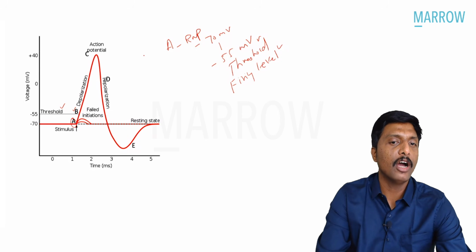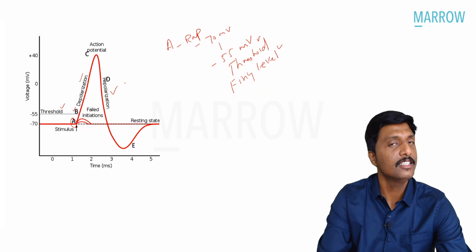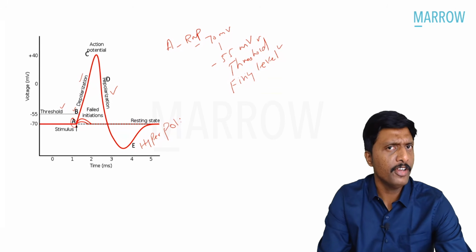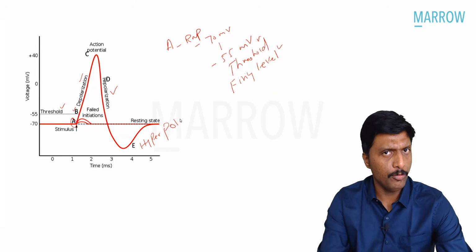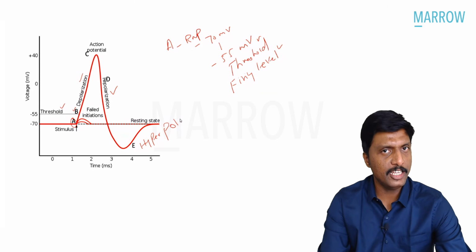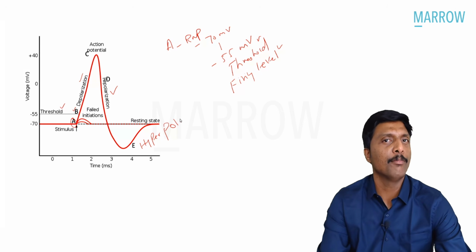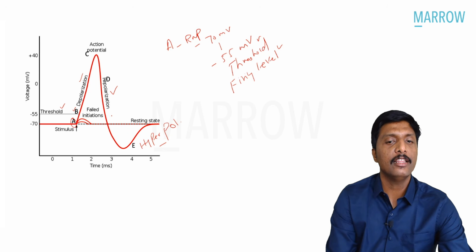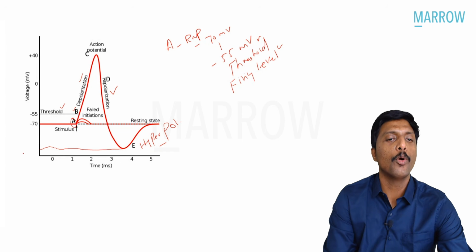Then after this, we will have depolarization. Yes, simple. Then we will have repolarization. And finally, what is this E here? This is our hyperpolarization. Very important phases. We all know this. Threshold has to be reached. That is our firing level. Action potential will fire. We will have depolarization, repolarization, and hyperpolarization. Now look very carefully. During this hyperpolarization, the RMP is going more negative. It can usually go up to minus 90 millivolt.